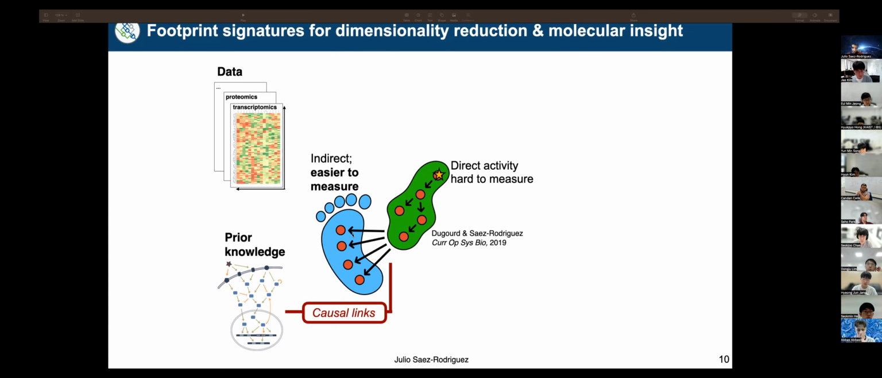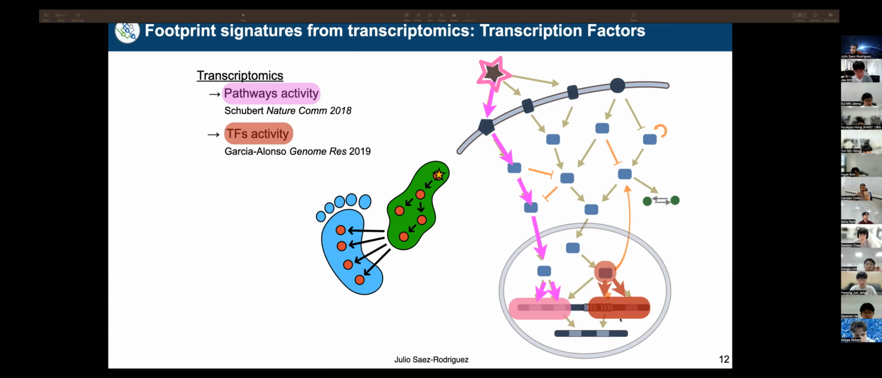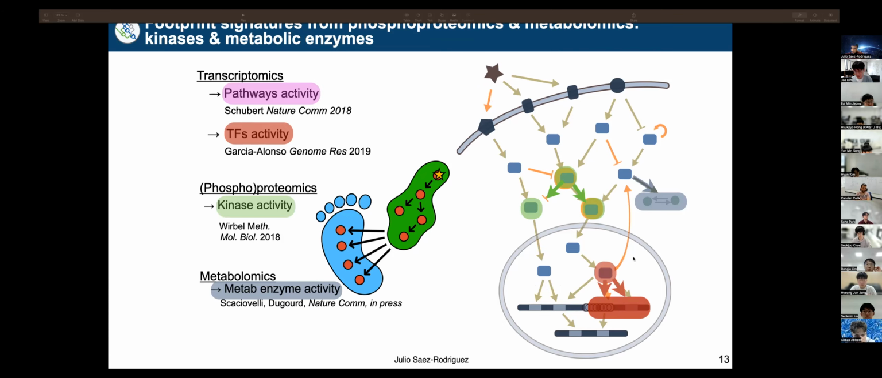Some examples of this in transcriptomics: one would be to use it to estimate pathway activities. If I have a pathway of interest in the cell and I want to know if it's active, I can look at the changes in the target genes if I know them. Another one is transcription factors, as I said before. If I know the target genes of a transcription factor, I can use the changes to estimate the activity of the transcription factor. The same idea holds for other types of omics, not only transcriptomics. If I have phosphoproteomic data, the phosphorylation of proteins is driven by kinases, so I can use the phosphorylation to estimate the activity of kinases. And if I have metabolomics, the metabolite changes are driven by metabolic enzymes, so I can use it to study them.